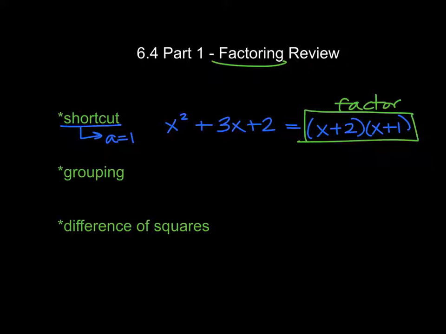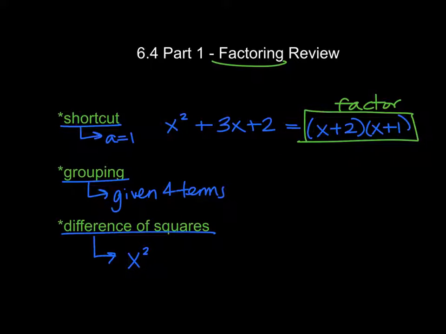Grouping is when they give us 4 different things. So grouping, you are given 4 terms, and we're just going to group them and pull some things out. Again, I'll touch on that here in a little bit. And then difference of squares, I'm going to touch on that later too, but you may remember that difference of squares is when you have 2 perfect square terms, so x squared and 25, for example, and the middle part is a negative sign. Again, I'll touch more on exactly how to factor that here in a minute.